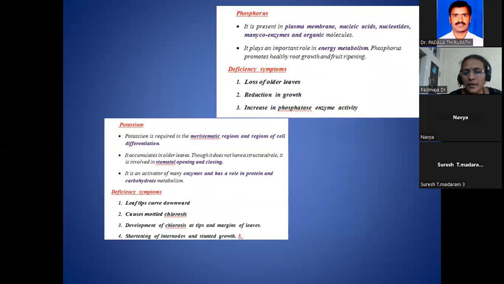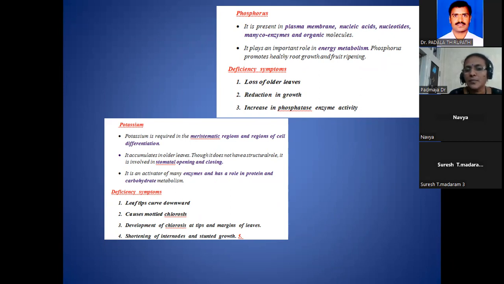And the next one is phosphorus. It is present in the plasma membrane, and in a number of nucleic acids and nucleotides. DNAs are made up of these polynucleotides. The composition of phosphorus is very, very essential, and many coenzymes and organic molecules are also produced with phosphorus. So it plays an important role in energy metabolism. That means ATP production also takes place here. ATP is considered the energy currency, and its production is helpful for energy metabolism.